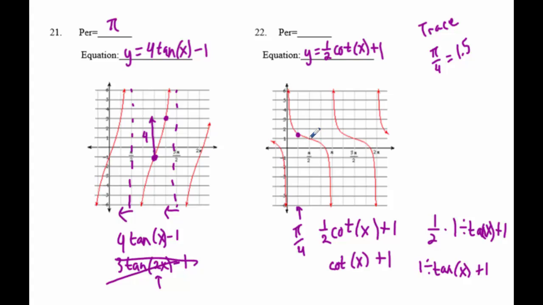We are moving this graph up 1, and then it's only going up a half either direction, up and down a half by the next point. So it has to be a half cotangent. And the period of this is pi over b, so it's just pi.